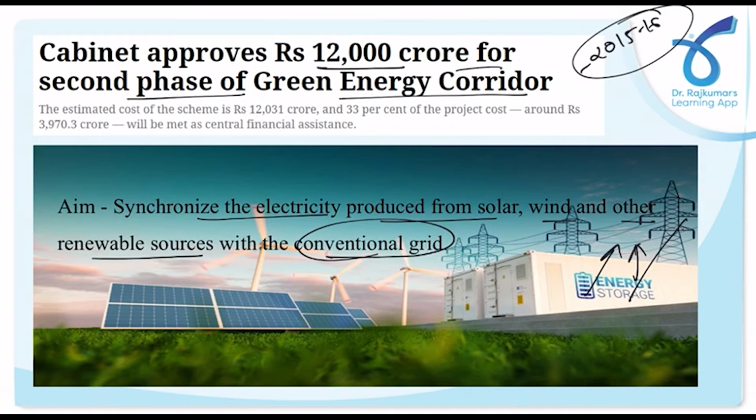For example, if green energy is produced in Tamil Nadu, it can be transported to other parts of the country, like Odisha or Jharkhand or Madhya Pradesh. So this is the aim of this corridor or project.